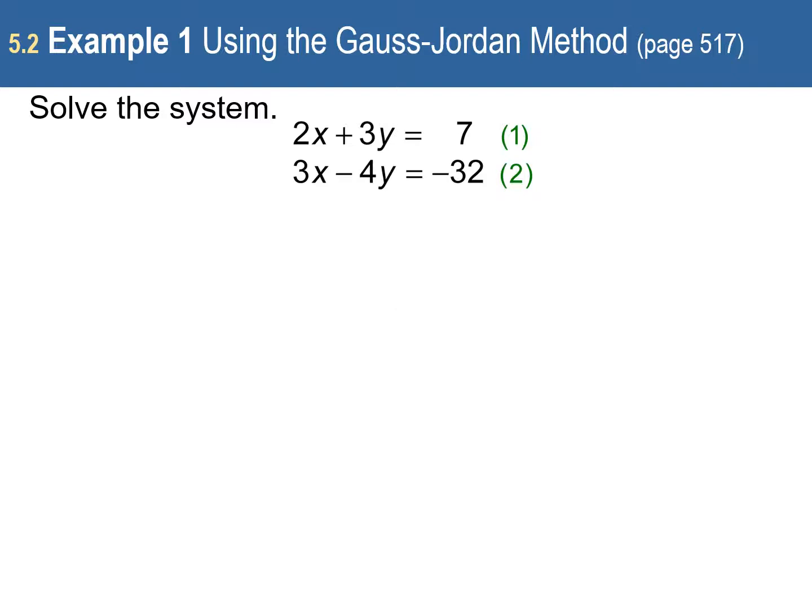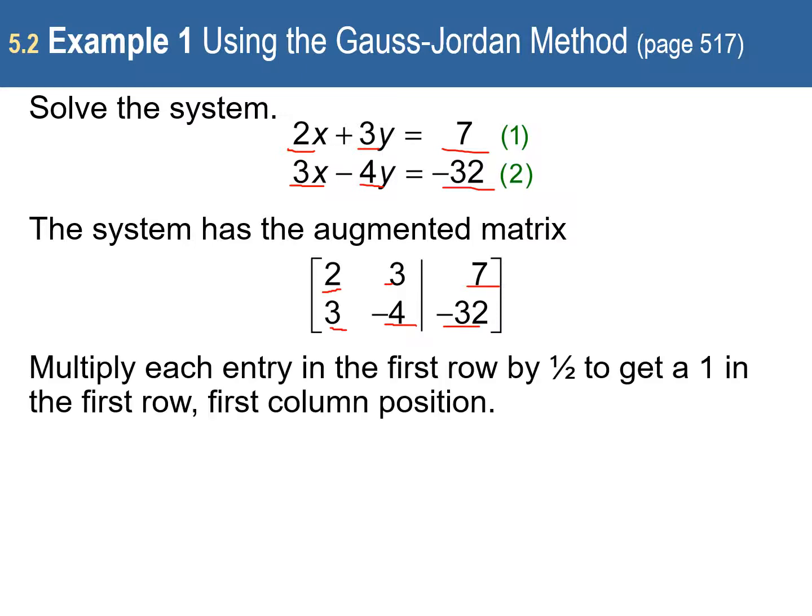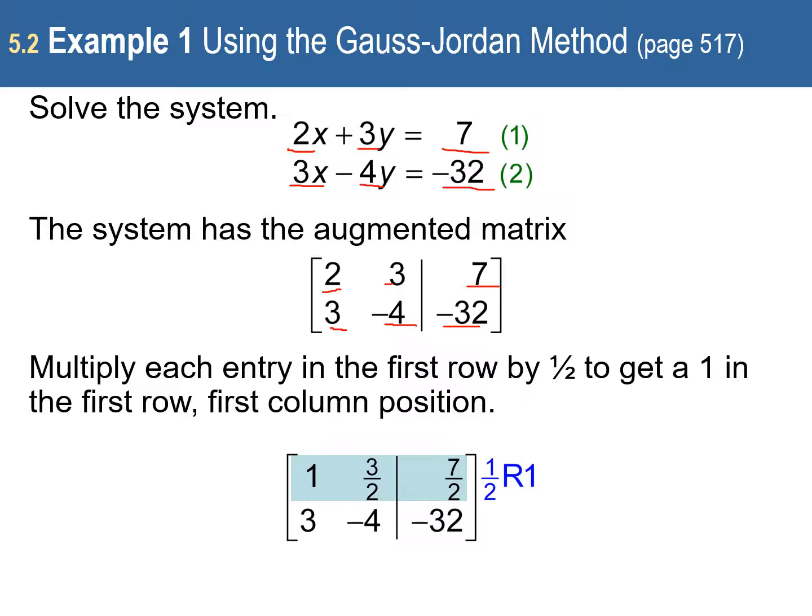So let's solve the system 2x plus 3y equals 7 and 3x minus 4y equals negative 32. The first thing we're going to do is write the augmented matrix. So we're going to take the coefficients 2, 3, 7 and make the first row. And the second equation, 3, negative 4, negative 32, is our second row. Now we want a 1 in the first position, so I'm going to multiply the first row by 1/2. And so the first row becomes 1, 3/2, 7/2.